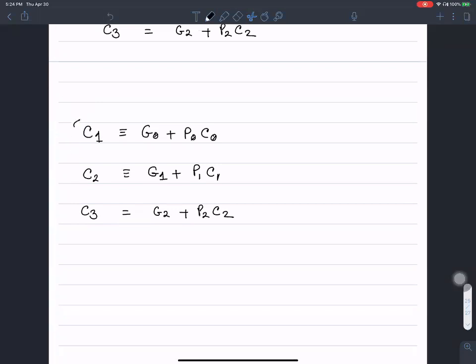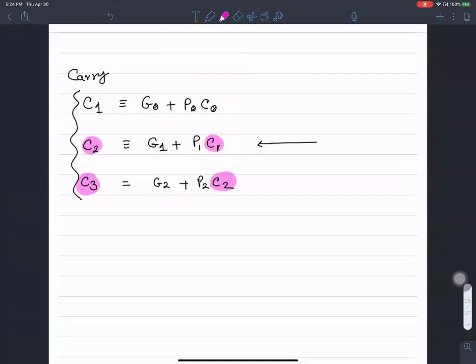And what if you want to improve this? This is the dependence you want to break. You don't want C2 to be a function of C1. Even so, you don't want C3 to be a function of C2. So look what I'm going to do. I'm going to start from the top down. I'm going to leave C1 as G0 plus P0 times C0.